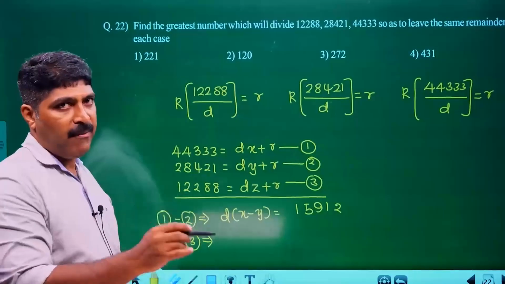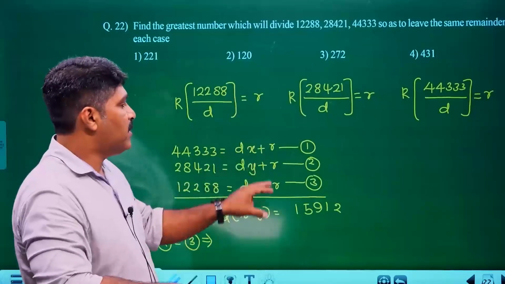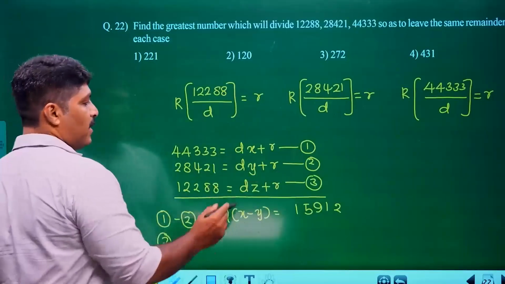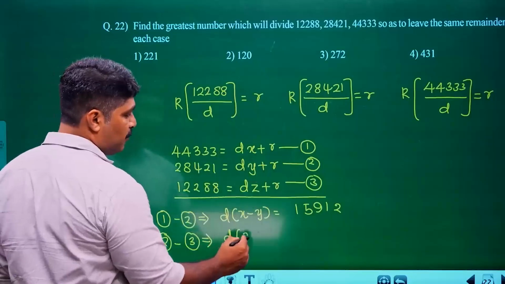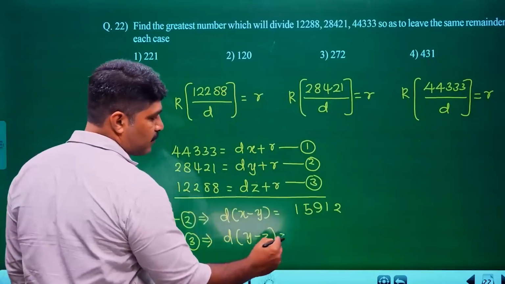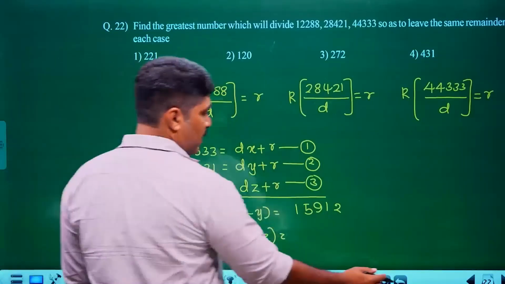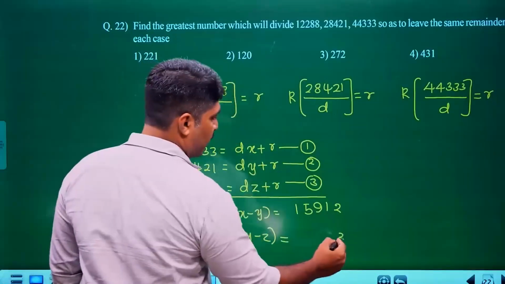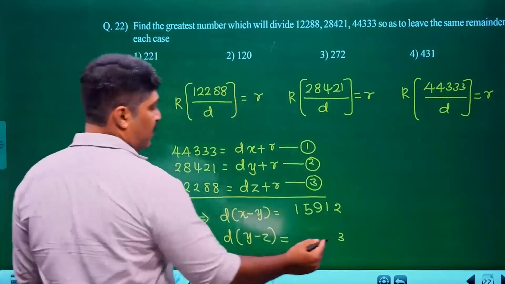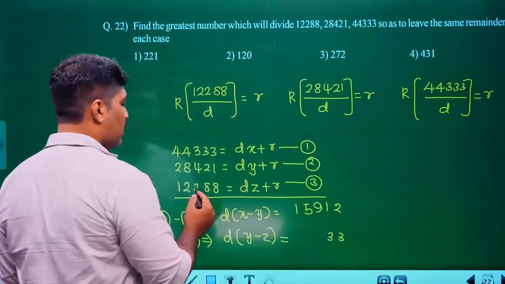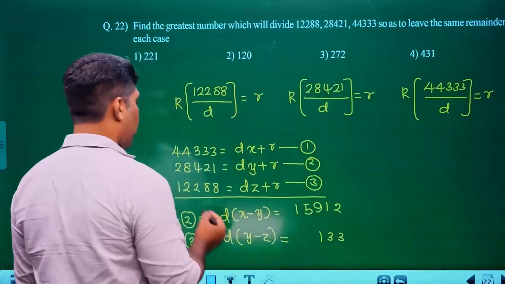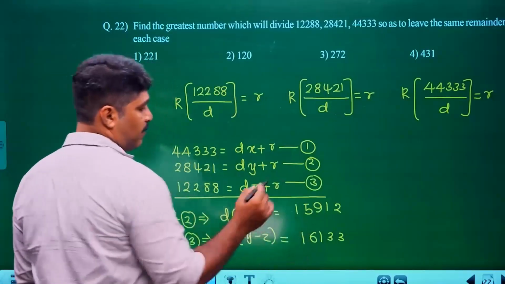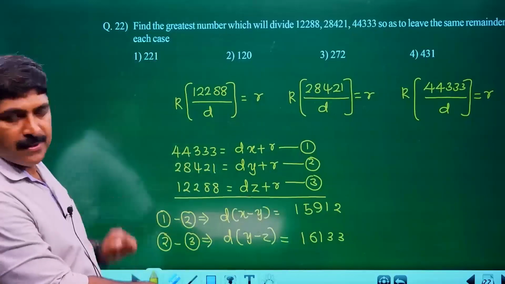So what is our aim? We are simply removing the presence of R, the remainder, from these numbers. Here 2 minus 3 will be equal to D into Y minus Z. Subtracting the values, 28421 minus 12288, we get 16133. So we get the differences like this.